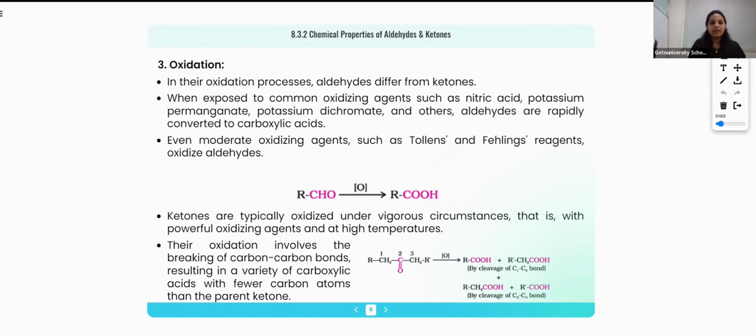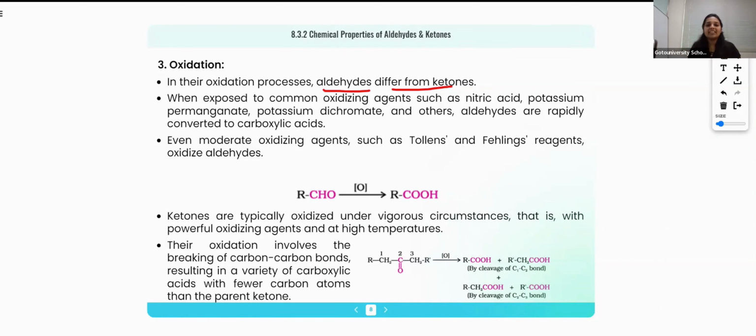See, in the oxidation process, aldehydes differ from ketones. In every one of these reactions, I told you aldehydes and ketones behave similarly. Whatever reaction happens in an aldehyde, a similar reaction happens in ketones also. But the groups are changing. In a ketone, there will be two alkyl groups. In aldehydes, one is an alkyl group and one is hydrogen. That is the difference. In oxidation processes, it is different.